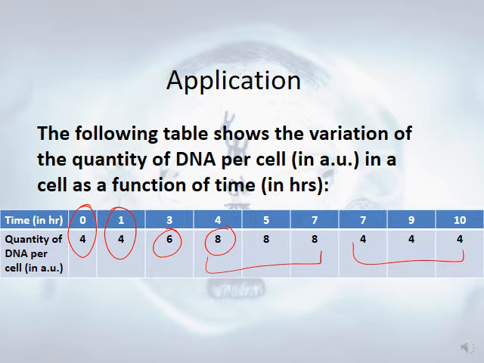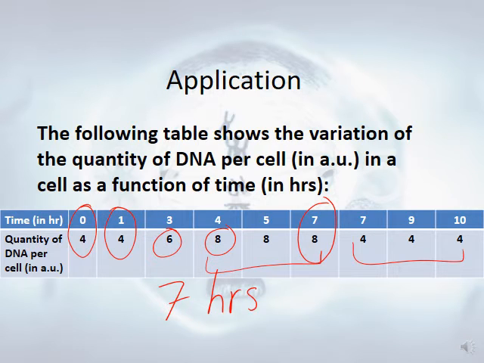to 4. So from 0 to 1 hour, the quantity of DNA per cell remains constant at 4 AU. Then, as time increases from 1 to 4, the quantity of DNA increases from 4 to 8 AU and remains constant until the 7th hour, where it decreases to 4 AU and remains constant. So the cell cycle here lasts from 0 to the 7th hour. So the duration of the cell cycle is 7 hours.